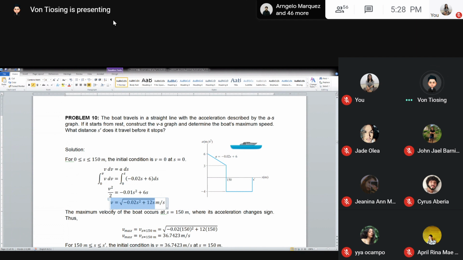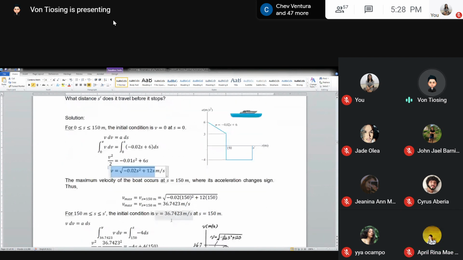Okay, next. The maximum velocity of the boat occurs at s equals 150 meters, whereas acceleration changes sign. Just like this one. Dahil positive dito, naging negative dito. Just like kapag sa velocity, pag nagbago ka ng direction ng lakad, momentarily mag-stop yung velocity mo, no? So if s equals 150 meters, if we substitute it, we have 36.74 meters per second. You can counter-check those values, no?